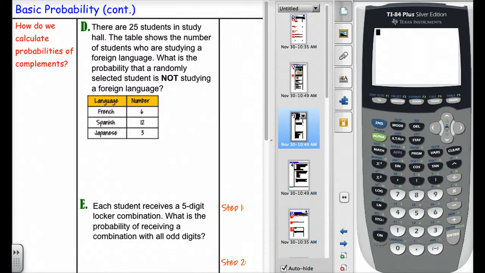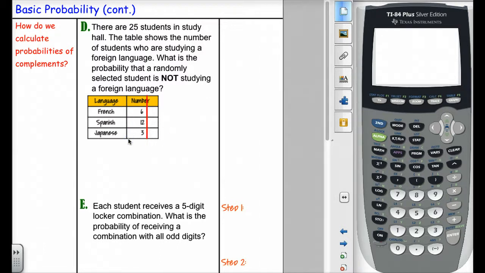The next part we're going to take a look at is calculating probabilities of complements. We have a table shown here that shows the number of students in a study hall of 25 students studying a foreign language. If we select a student at random, we want to know the probability that the student would not be studying a foreign language.